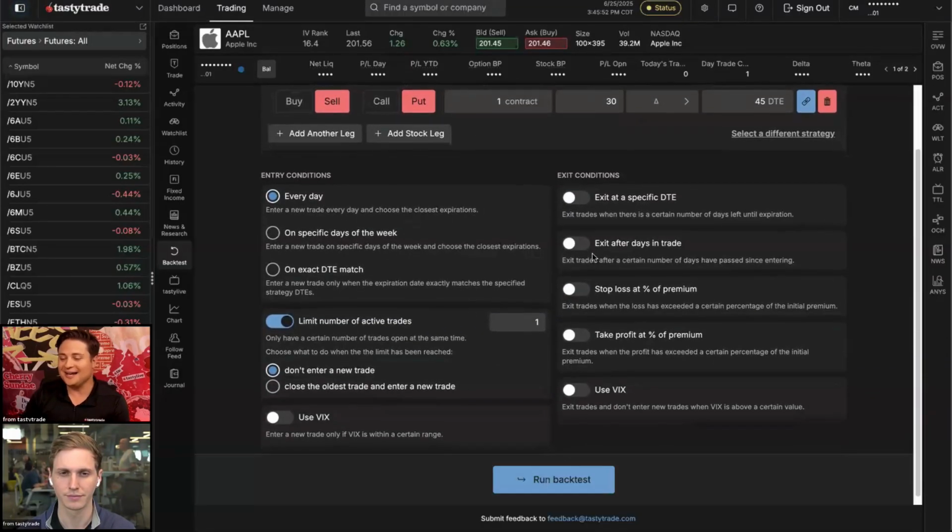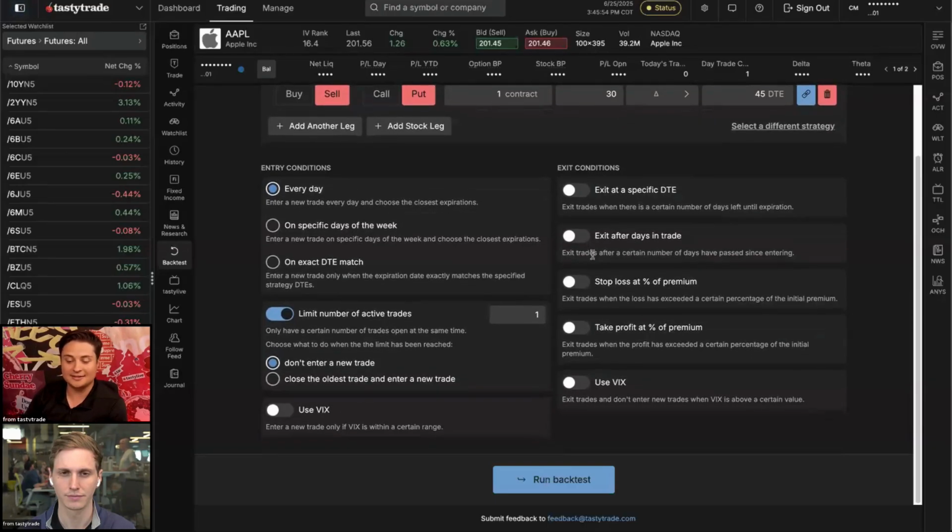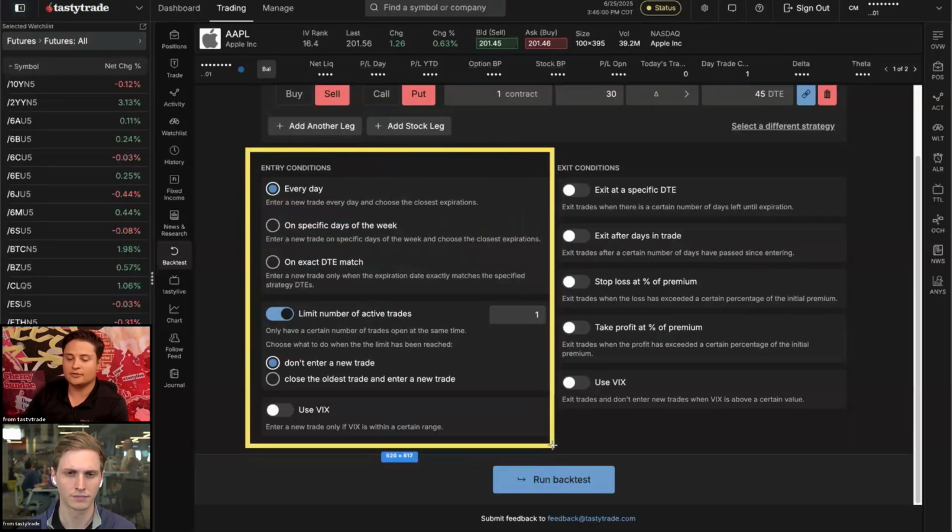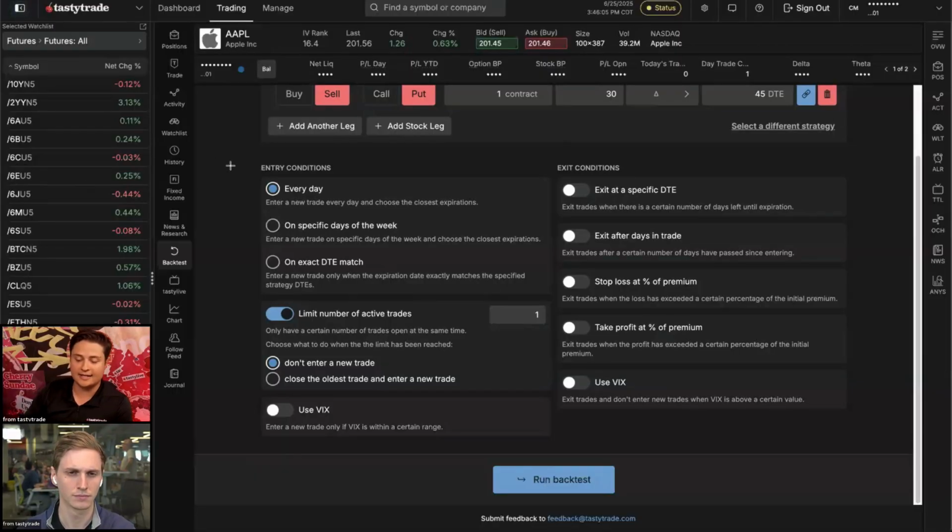Okay, so now let's go through our second set of parameters that we'll be setting with the backtesting tool. That will be our entry conditions. So at the top here, we have the very first three. We have every day. Now, what this is telling us is that based on the other conditions that we have set below, we're going to try and enter a new trade every day.